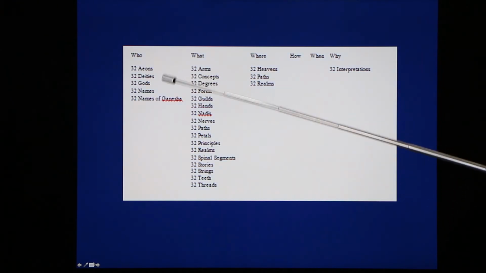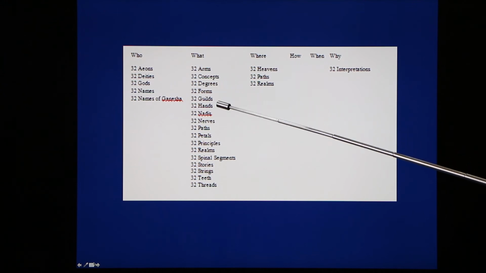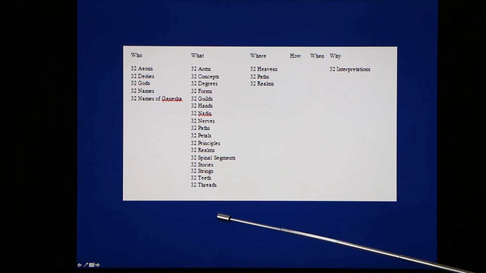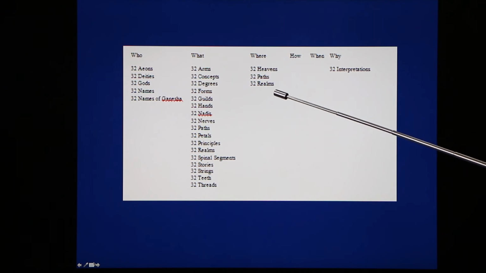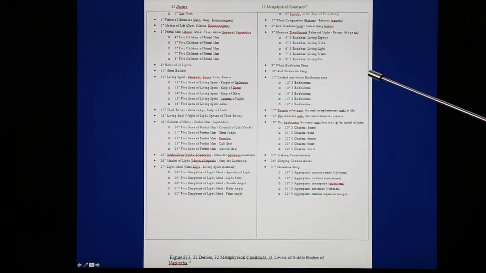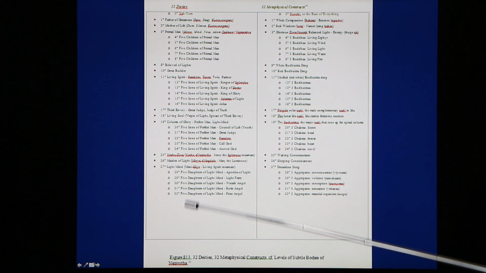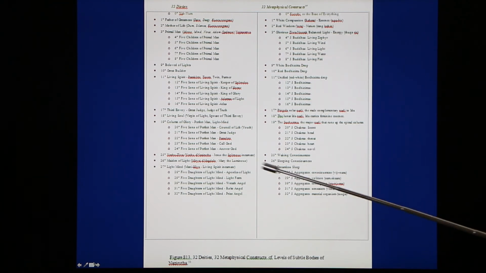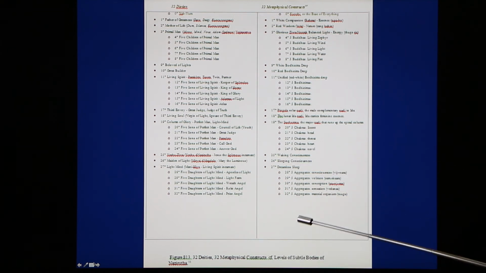32 gives me the eons, deities, gods, names of Ganesha, arms, concepts, degrees, forms, guilds, hands, nadis, nerves, paths, petals, principles, realms, spinal segments, stories, strings, teeth, threads, heavens, paths, realms, interpretations. And here are the 32 deities linked with the 32 metaphysical constructs, which then in other contexts get linked with 32 letters.